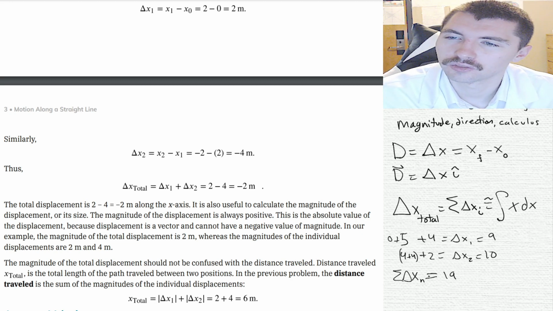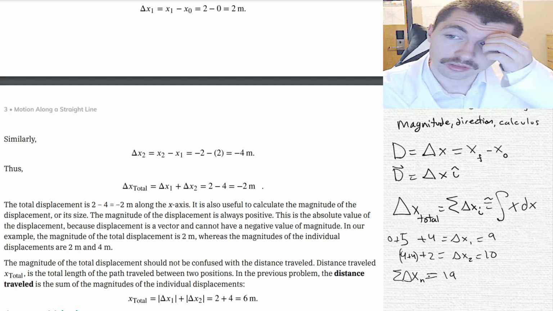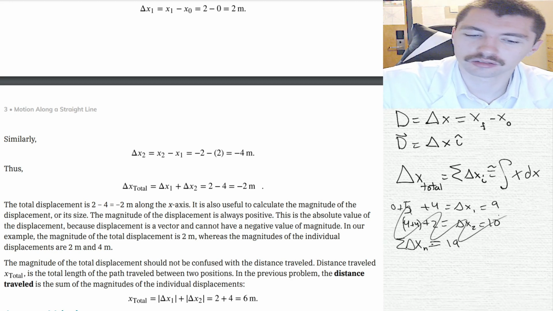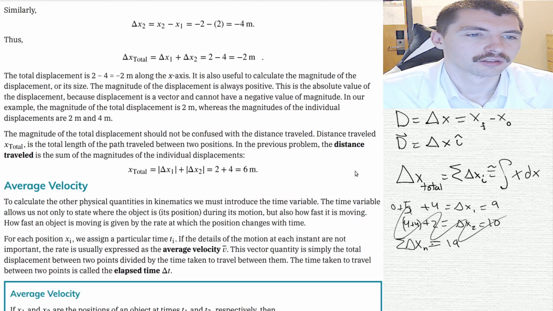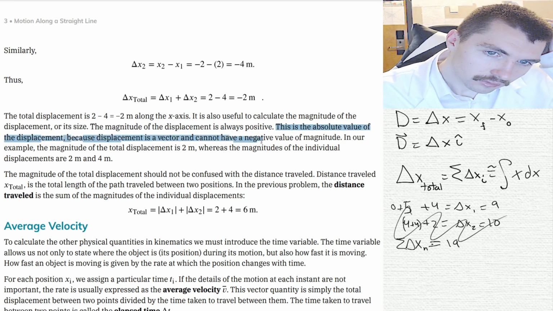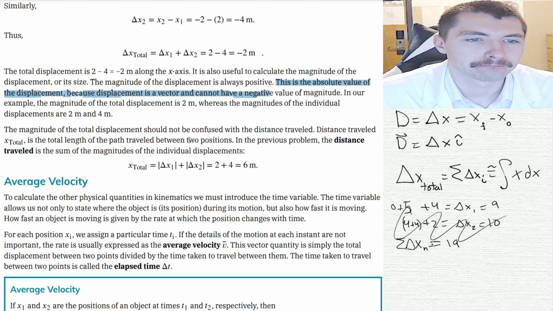I'm not sure if I should be doing that. 2 meters, and I should be subtracting them as well. Okay, so this is completely wrong. Okay, here we go. Magnitude's always positive. So you take the absolute value of each individual.